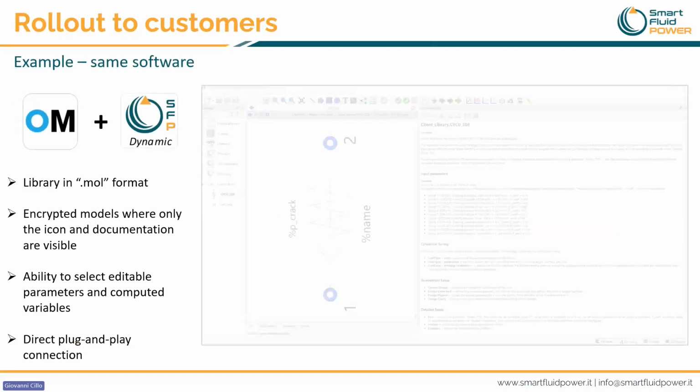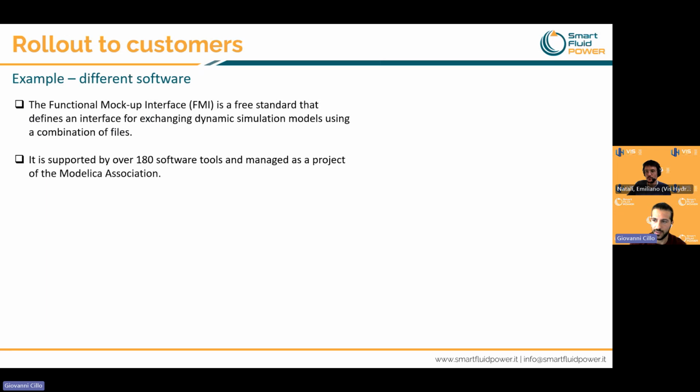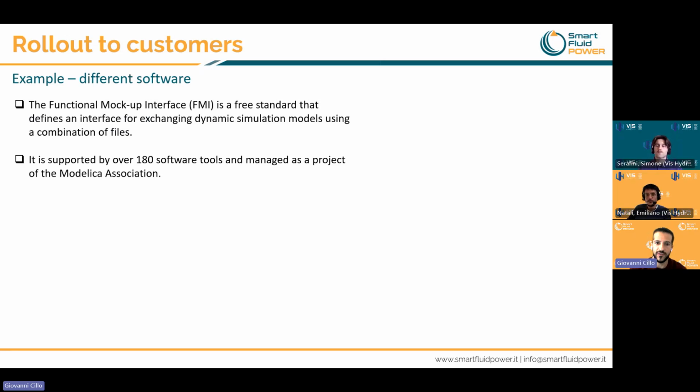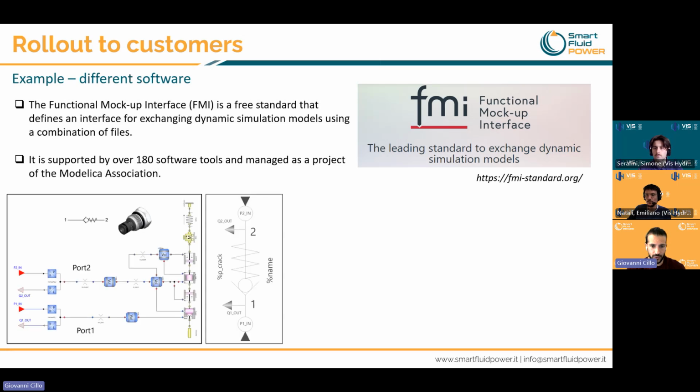Okay, let's see the second scenario, that is the second case, that is a different software. In this scenario, the model is exported as an FMU, meaning that it is provided as a protected black box. The FMI is a free standard for model exchange, supported by many different software tools. With the SmartFluidPower library and OpenModelica, the generated FMU is license-free and can therefore be used at no cost. The behavior is fully preserved, while the internal content remains inaccessible.